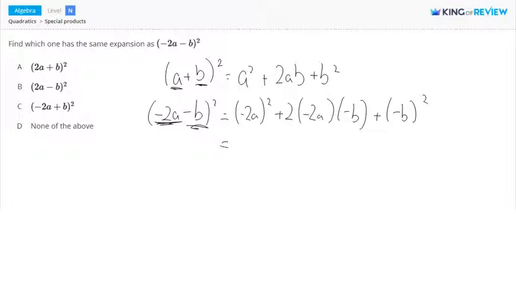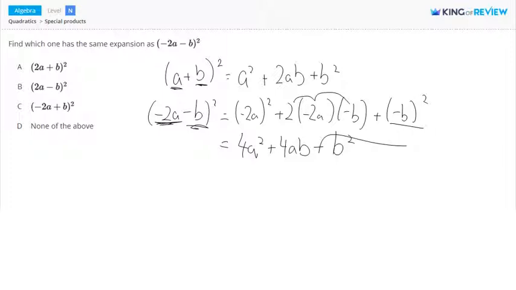So this is going to come out to 4a squared, and then if you do the multiplication here, 2 times negative 2, which is negative 4, and a times negative b, so that's going to be a positive 4ab. And then negative b squared, so that's just going to come out to b squared.